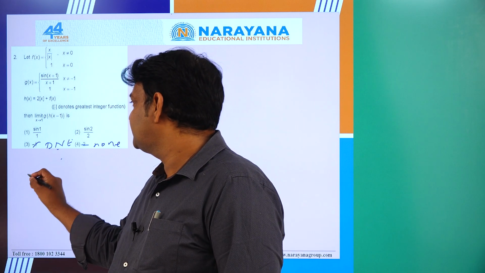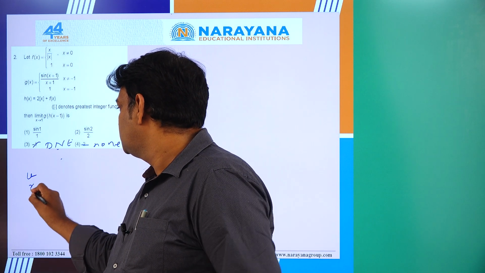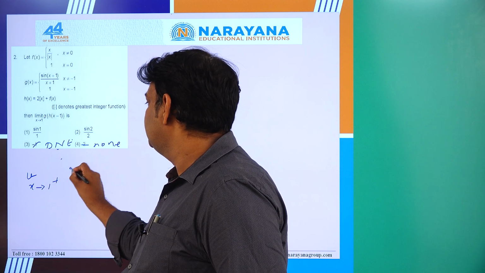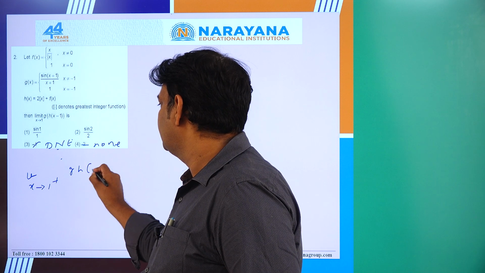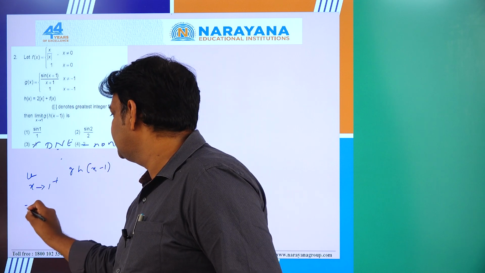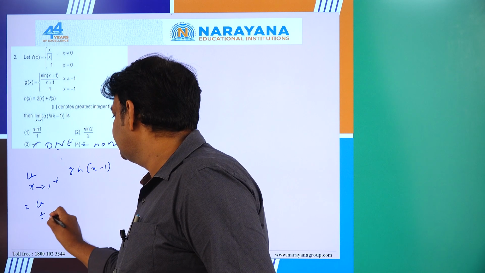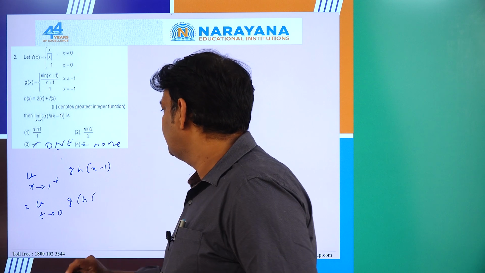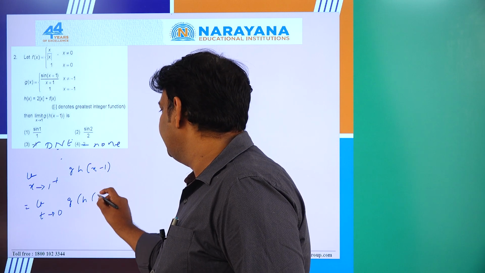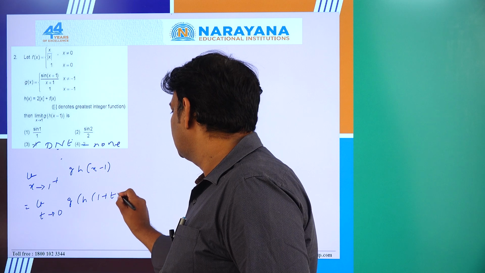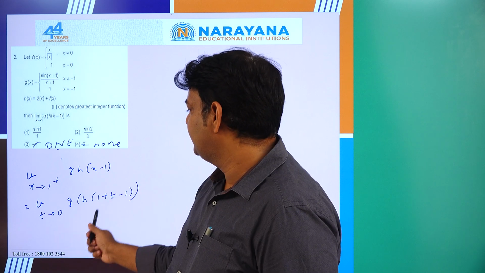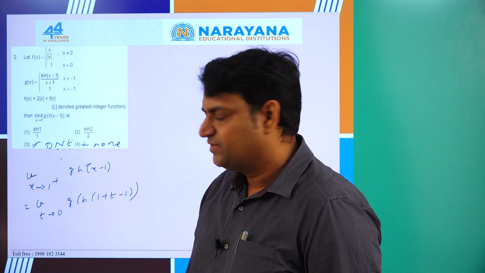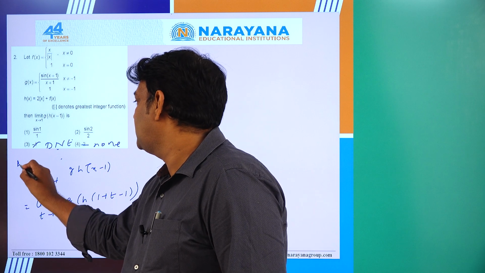So let us go for limit x tends to 1 plus of g of h of x minus 1, which is limit t tends to 0 of g of h of 1 plus t minus 1. Usually we take h, but since h is already used as a function, that's why we are taking t here. Okay, what am I calculating here? RHL.